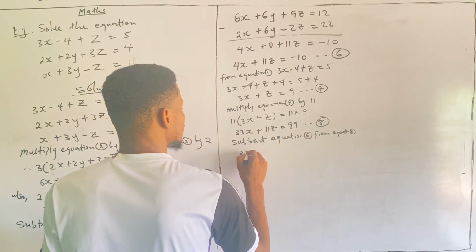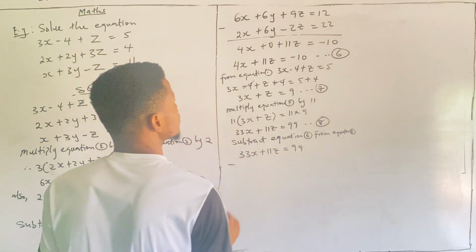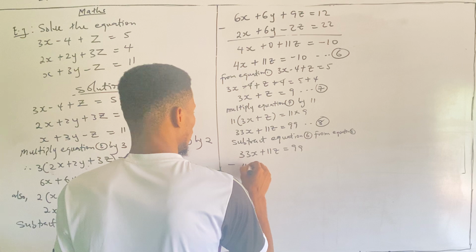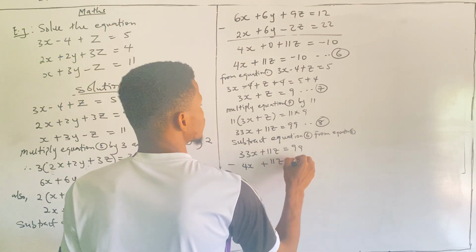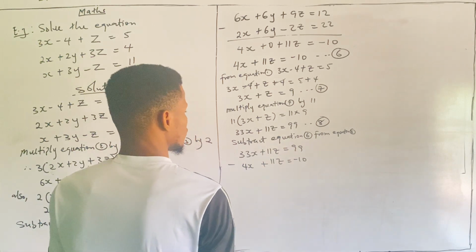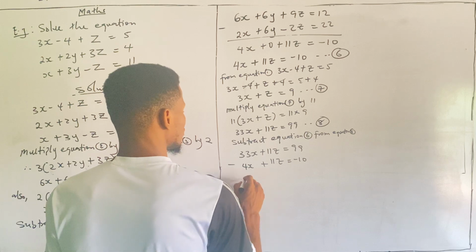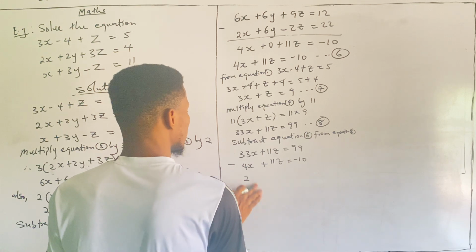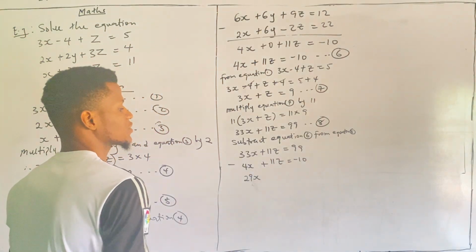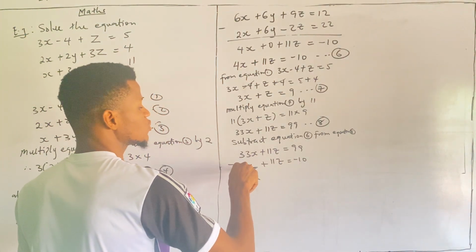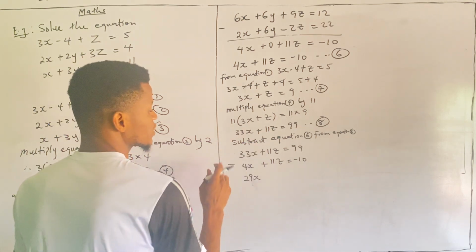If we do that, we start from 8: we have 33x plus 11z equals 99, minus 4x plus 11z equals minus 10. So 33x minus 4x should be, okay, 29x. 33x minus 4x is 29x. Checking: 3 cancels, remaining 1x, remaining 30x here. So 30x minus 1x is 29x.